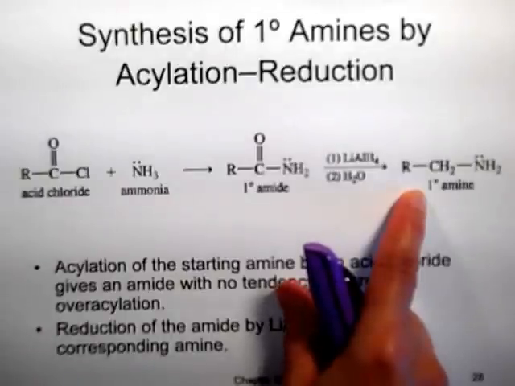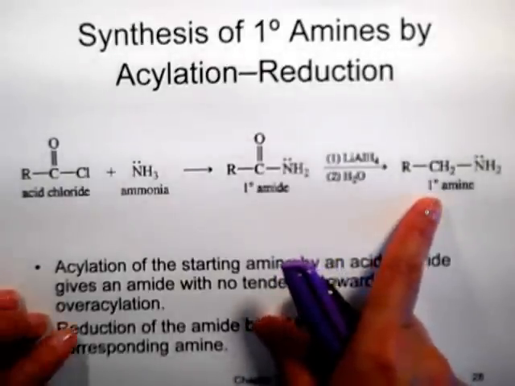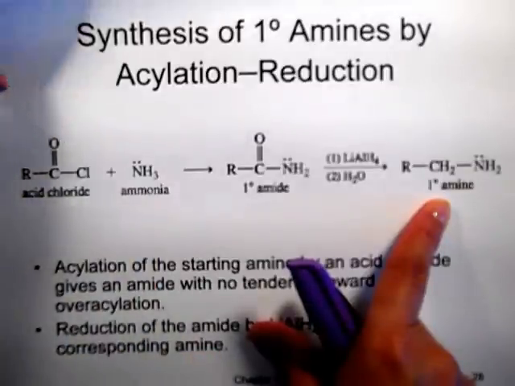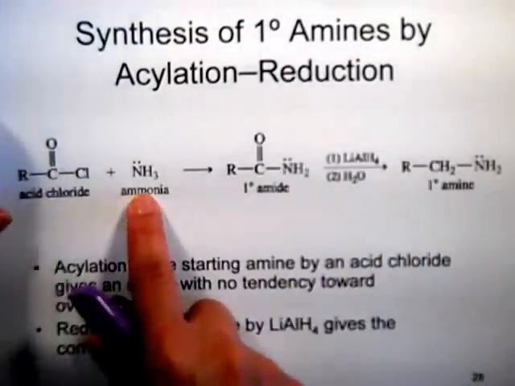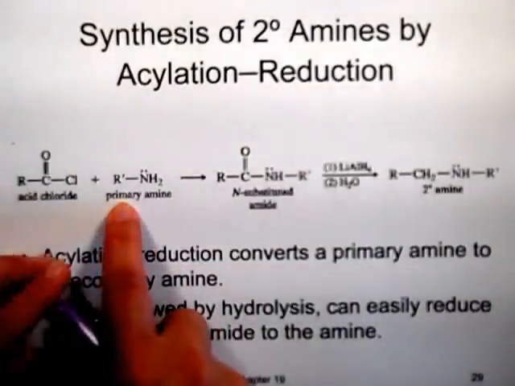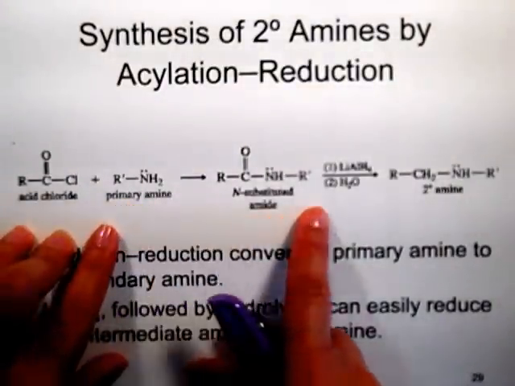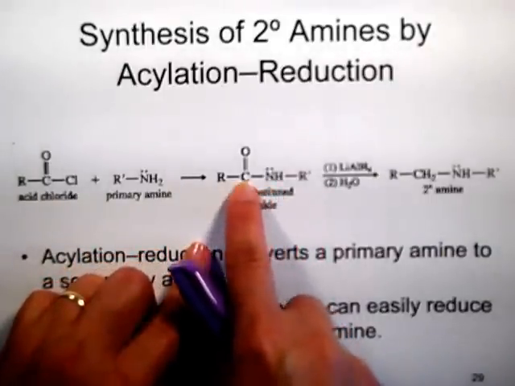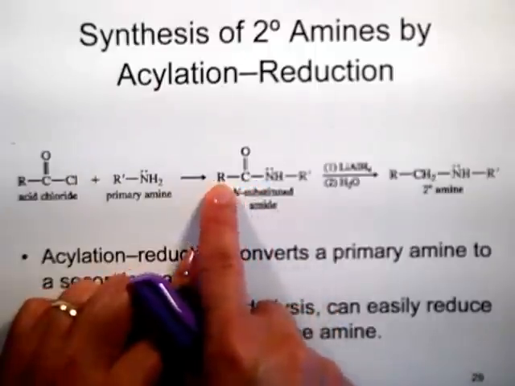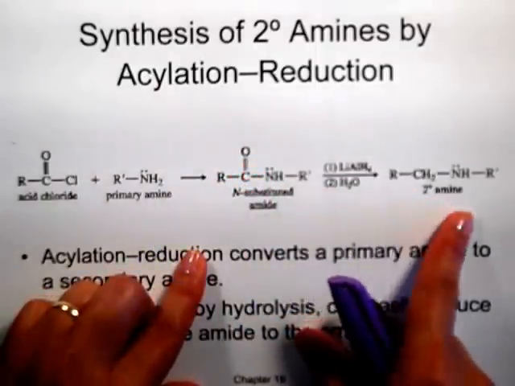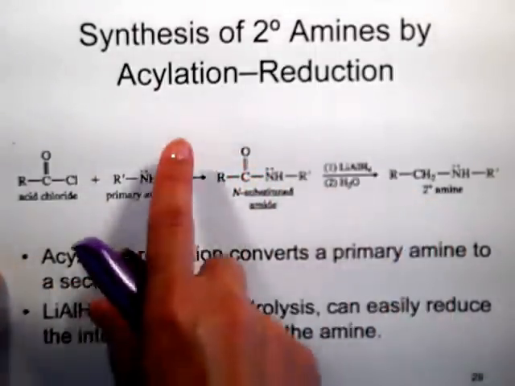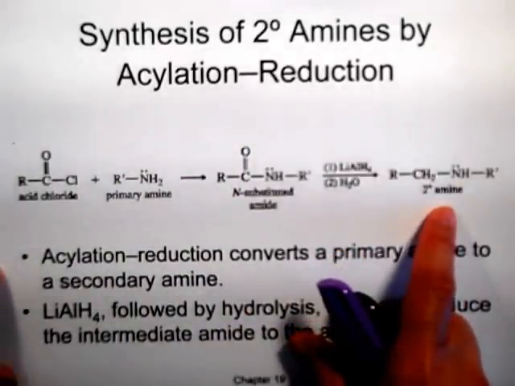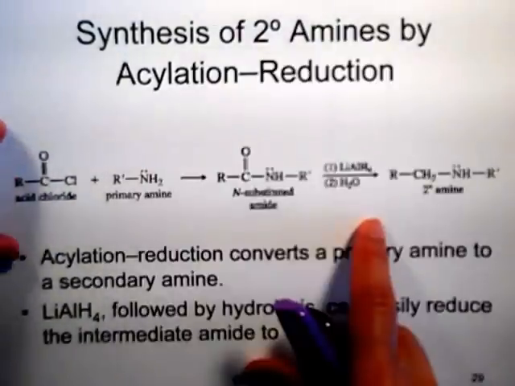Okay, so now you're saying, I know a ton of ways of making primary amines, but I get a primary amine because we used ammonia. If you use a different amine, if you use a primary amine, like this one right here, so you do the first acylation reaction. Notice that now your nitrogen has 2 carbons attached to it, so when I get rid of the carbonyl, I make a secondary amine. So this is the acylation reduction reaction, and it's a very good way of making secondary amines and tertiary amines.